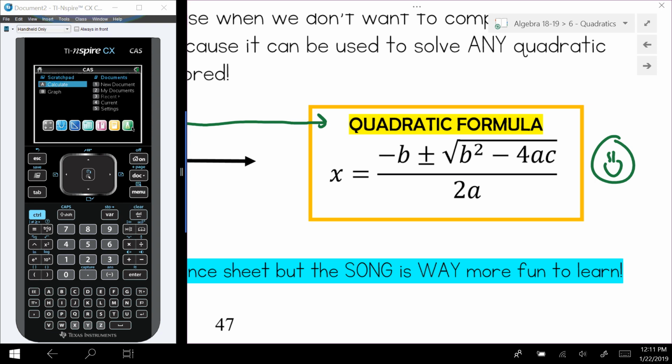A 1, a 2, 1, 2, 3. X equals -b plus or minus the square root of b squared minus 4ac all over 2a.